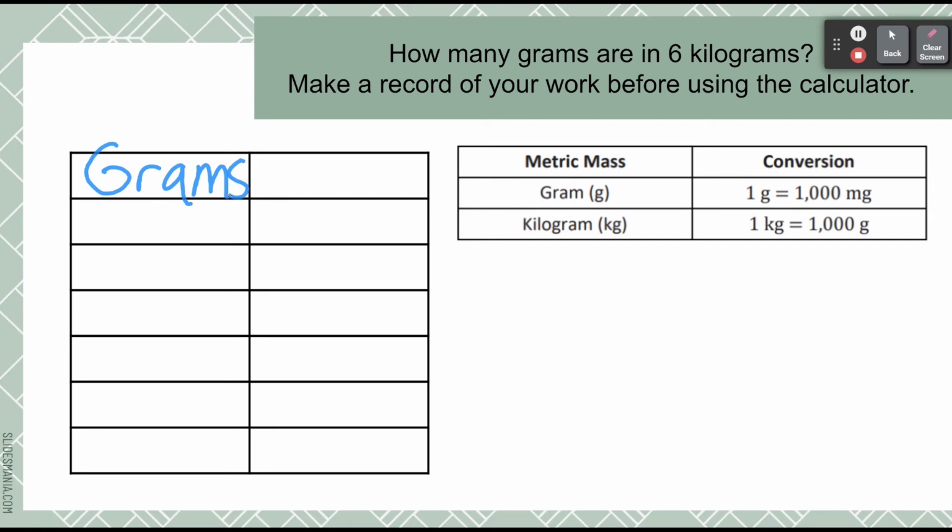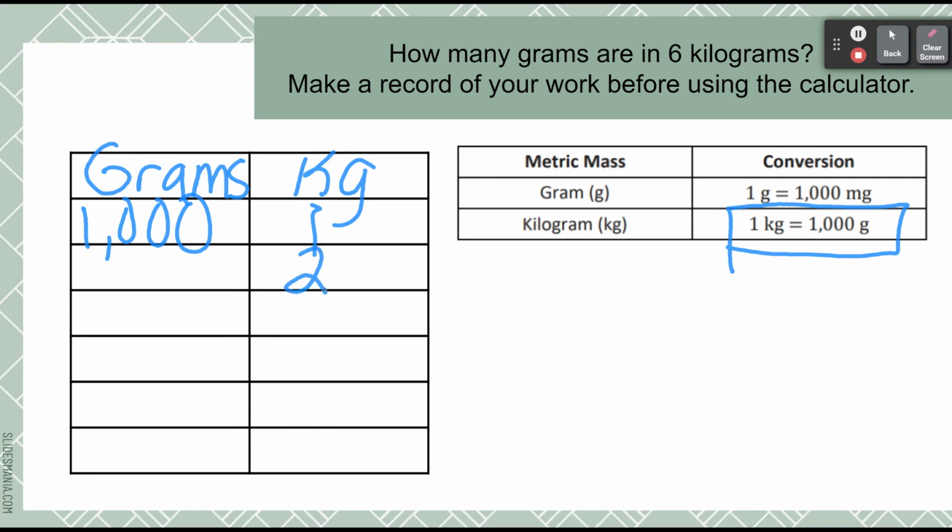Are in 6 kilograms. And I'm going to go ahead and just do the kg for kilograms. If I take a look at my conversion chart, I know that 1 kilogram contains 1,000 grams. So if I put my 1 here, I can go ahead and put my 1,000 over here because I know that there is 1 kilogram and 1,000 grams. I can go ahead and build this ratio table.